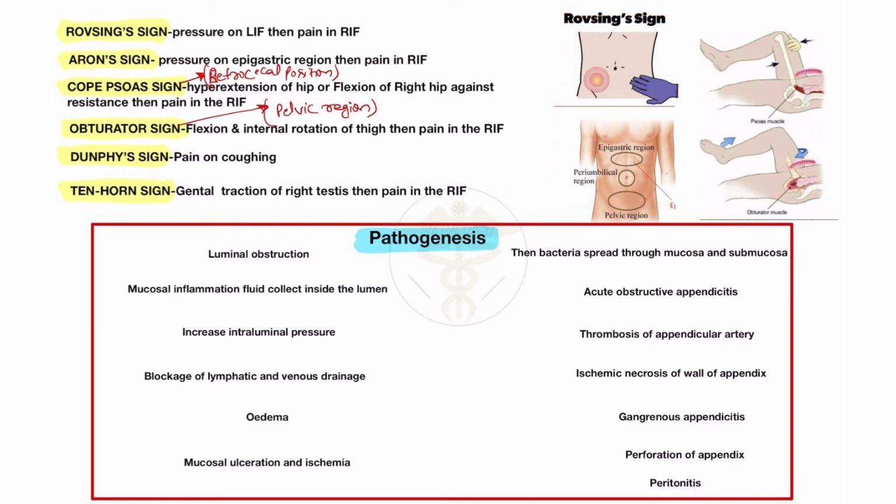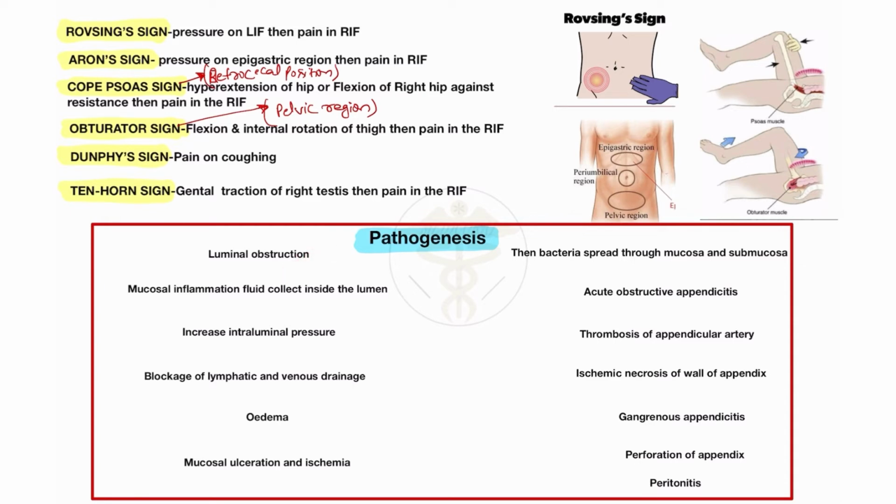What is the pathogenesis? It is also important: the pathogenesis of how appendicitis spreads in the patient's body. So first of all I will explain how this occurs. First of all, luminal obstruction occurs. I already told you that luminal obstruction occurs due to lymphoid organ hyperplasia, and also viral and bacterial infection. So obstruction of the appendix occurs.